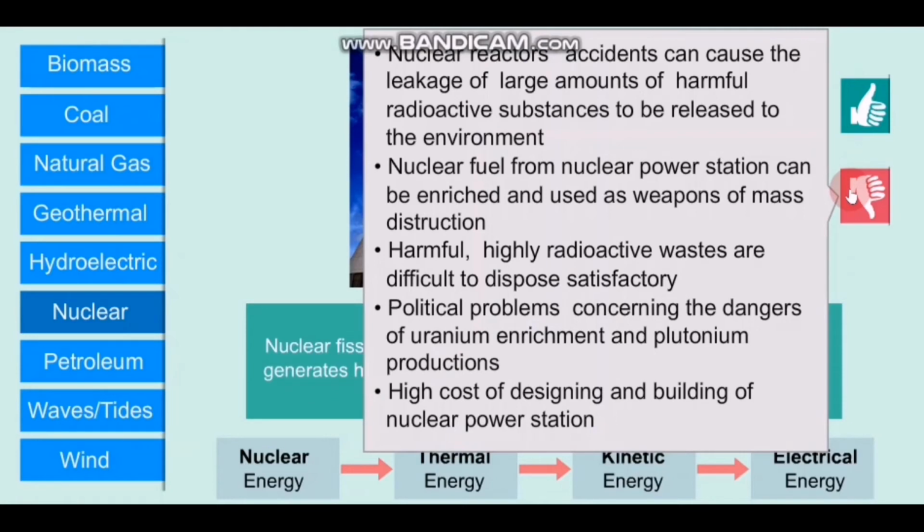While talking about the disadvantages, nuclear reactor accidents can cause the leakage of a large amount of harmful radioactive substances to be released to the environment. And the nuclear fuel from the nuclear power station can be enriched and used as a weapon of mass destruction. Harmful, highly radioactive waste is difficult to dispose of in the most satisfactory ways. While political problems concerning the dangers of uranium enrichment and plutonium production, plus the high cost of designing and building a nuclear power station, are required.